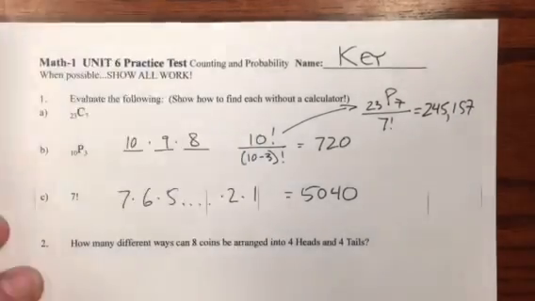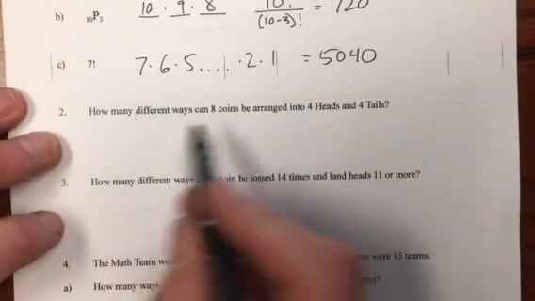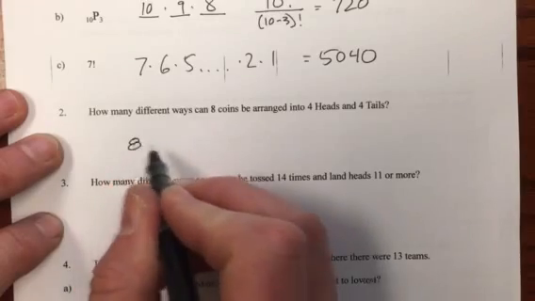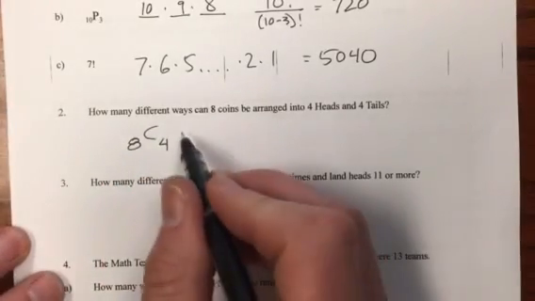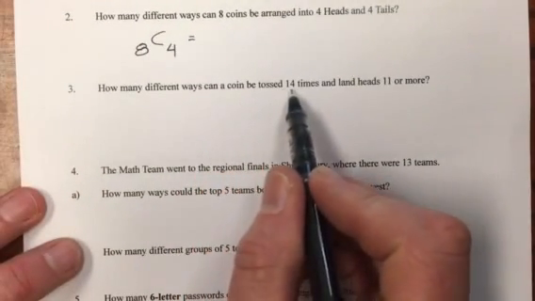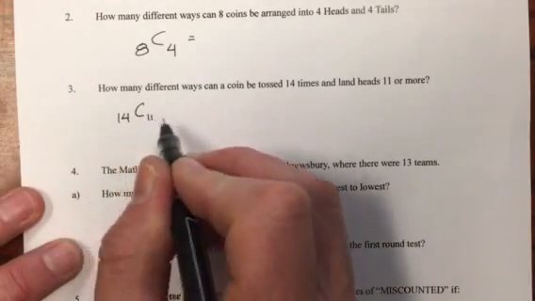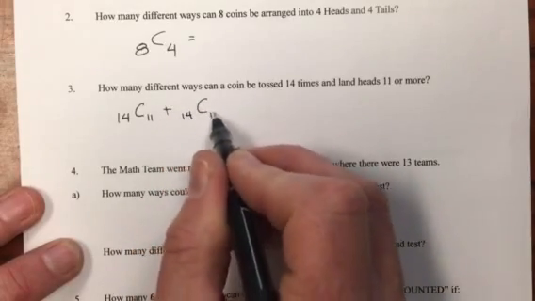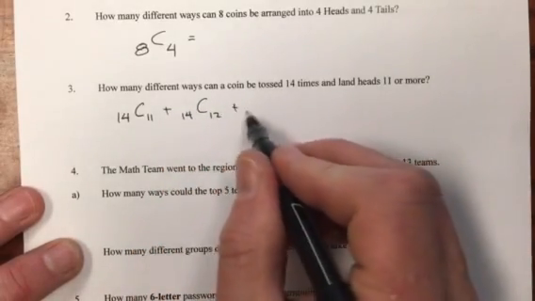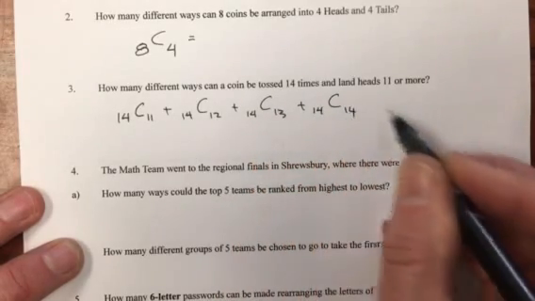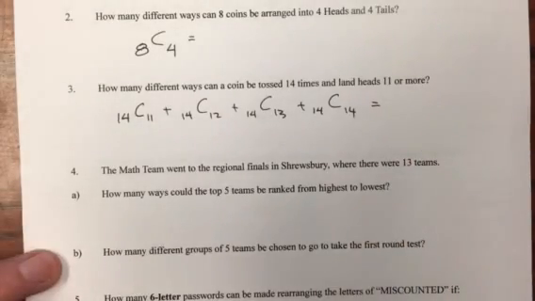All right. On to the next bit. How many different ways can 8 coins be arranged into 4 heads and 4 tails? That is 8C4, okay? So again, type that into your calculator, see what it is. How many different ways can a coin be tossed 14 times and land 11 heads or more? Okay, well that's going to be 14C11 plus 14C12, because 11 or more is also 14C13 and 14C14, and you add them all up and you get your answer, okay?